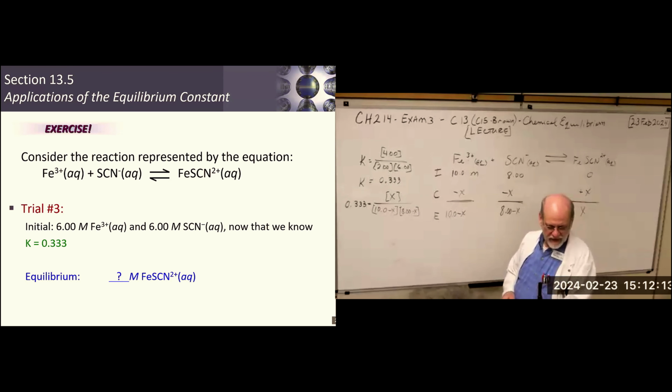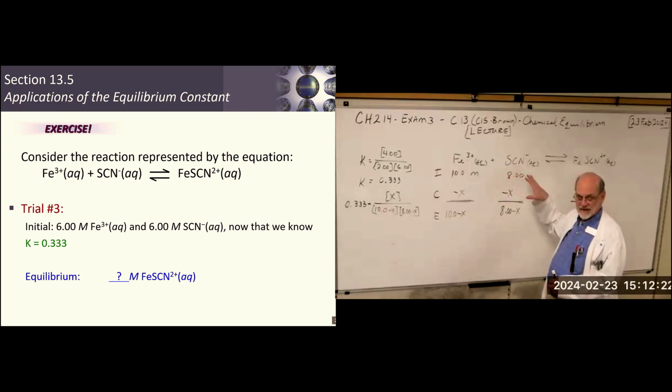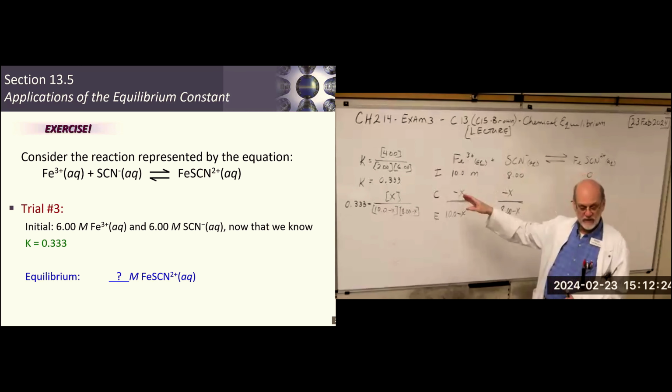Okay, we got another one. I'm not going to go through that one. We just changed the values. So now we're going to have a different equilibrium position. But the k is still a constant.